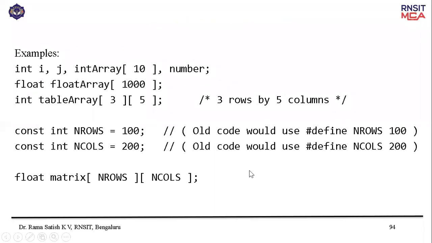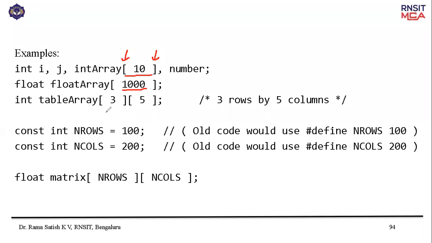Here is one example of how to create an array. Integer i, j are normal integers, whereas int array is the name we have given to create one sample array. This array can hold 10 numbers. The size you write within square brackets. So it can support 10 numbers. Similarly, this one can support 1000.